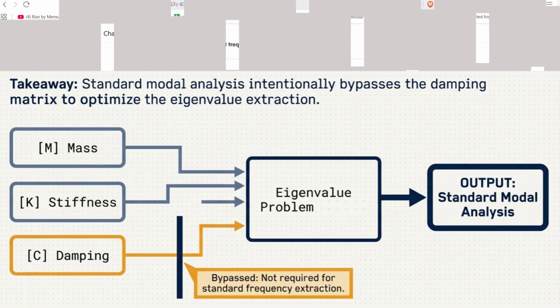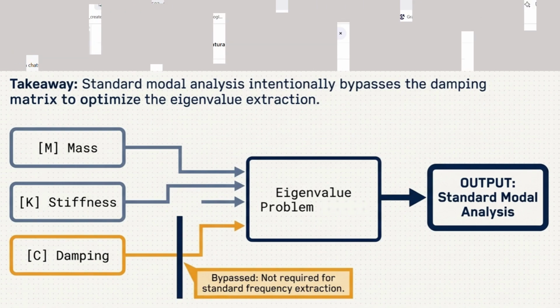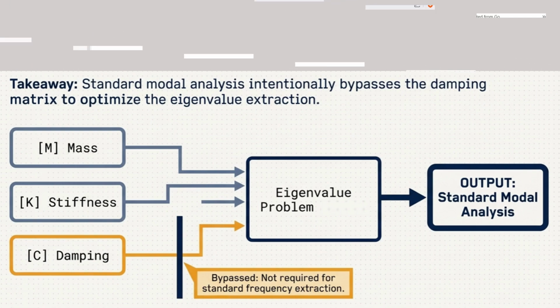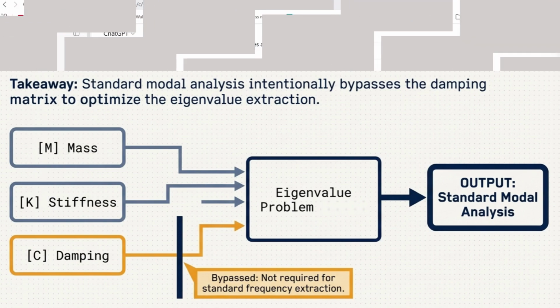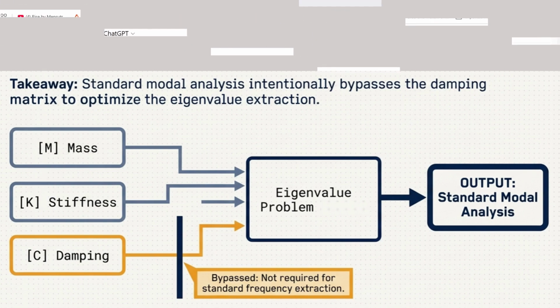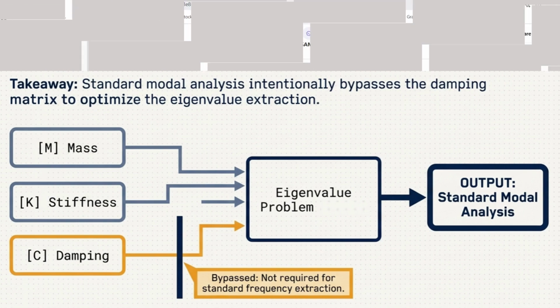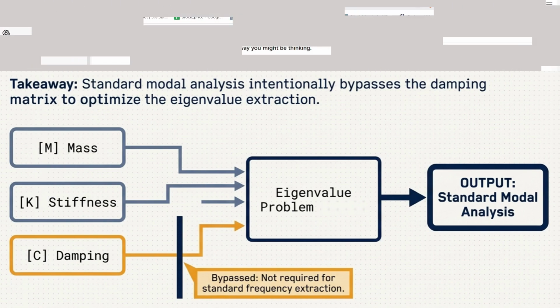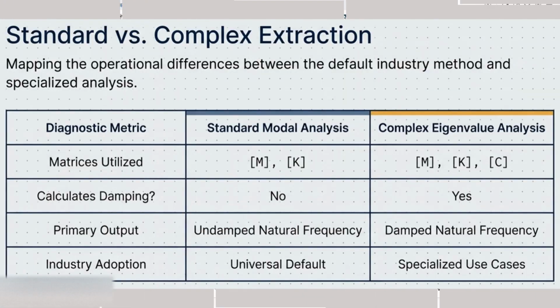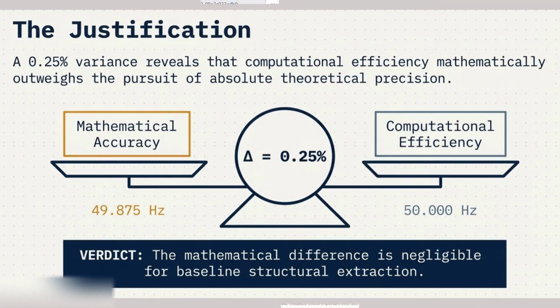So a simple modal analysis doesn't consider damping, but it is an industry standard to evaluate the natural frequency of any system using this modal analysis only. There is one more analysis called complex eigenvalue analysis, which includes the C matrix, but it is not generally used. Why? Because if your natural frequency is 50 hertz, just now we have seen it.